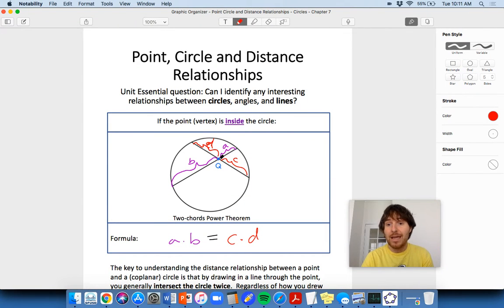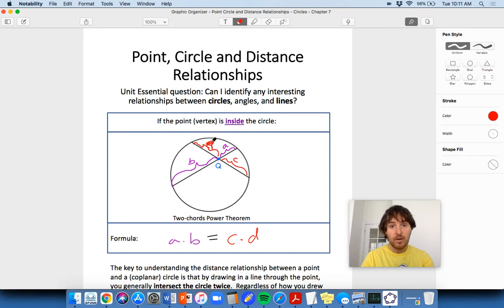If we have a point with respect to a circle that it's coplanar with, like the point's not off the plane, it's on the same plane as the circle, okay? So the circle's in the middle here. Multiply the two segments together, and then multiply the two segment lengths together, you get the same product here, okay? That's what to look out for.